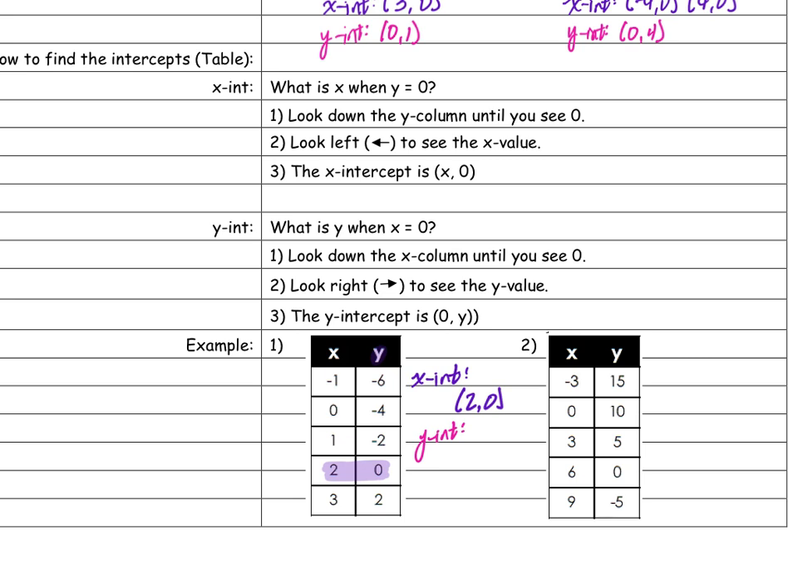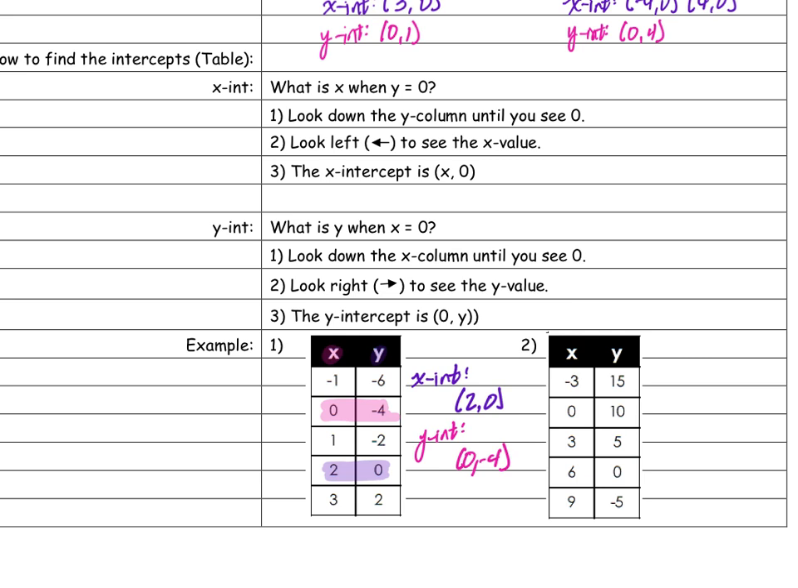And then to find my y-intercept, it says, what is y when x equals 0? So I'm going to look at my x column until I find 0. Oh, and here's 0 right here. And so then I'm going to look to the right, which is my number, and I can write that as an ordered pair. So my y-intercept is 0, -4. That's it. Done.